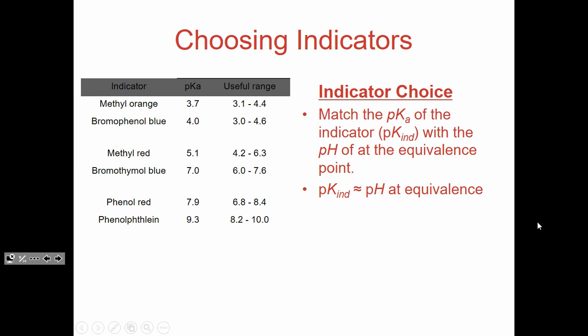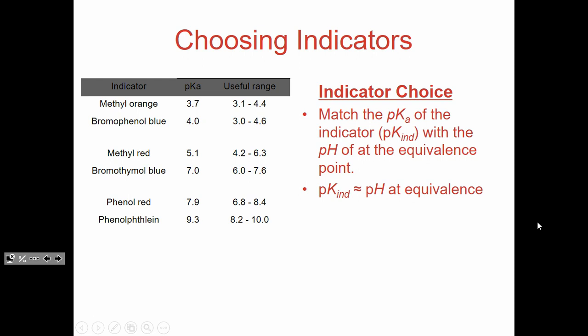but to look at the pKa's of our indicators. Remember, our indicators are weak acids that undergo a color change when they go from their predominantly acid to their predominantly base form. And that's going to happen around the pKa of the solution. So if your big swing is somewhere between 4.2 and 6.3, something like methyl red would be a great choice.